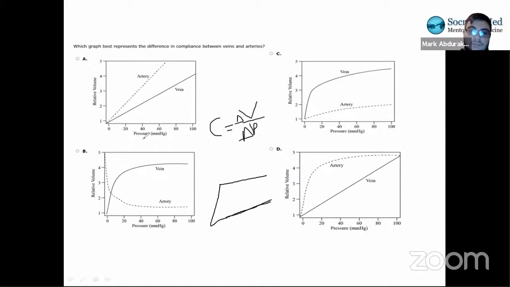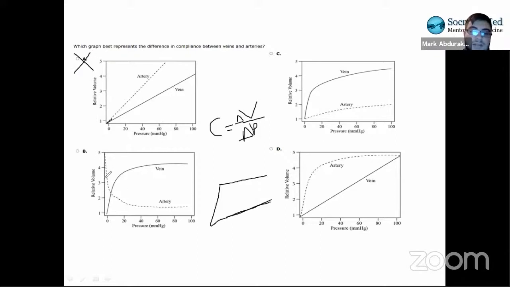Let's look at the other graphs first. This one is just one line. This says arteries have a higher compliance than veins at all points, because their slope is always steeper than veins at all pressures, which is not the case. It's actually the opposite, and then it evens out. This is wrong because this graph shows arteries having a higher compliance than veins at all pressures, all x values. So not A.